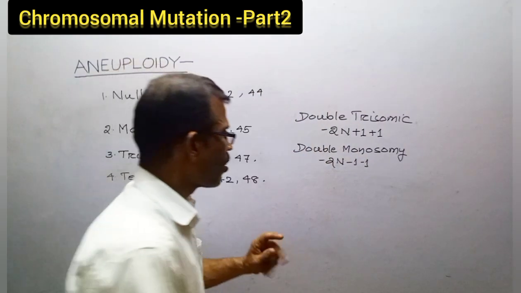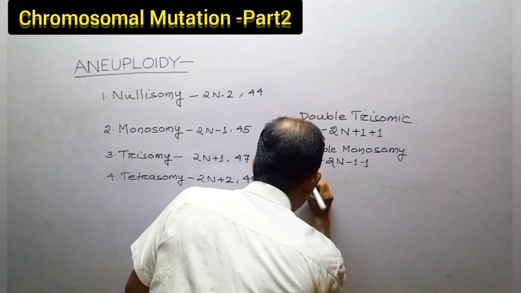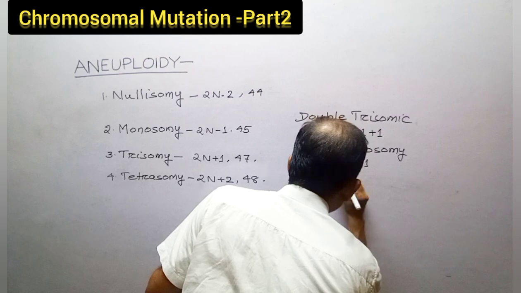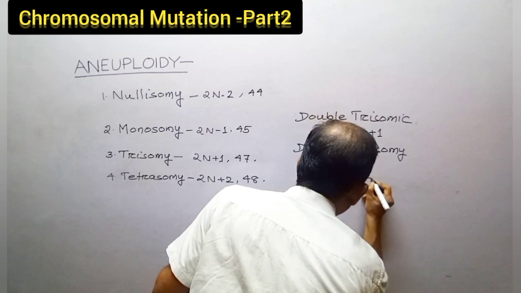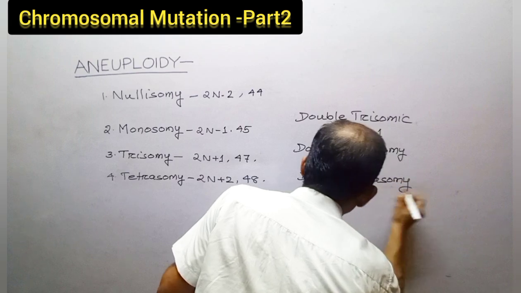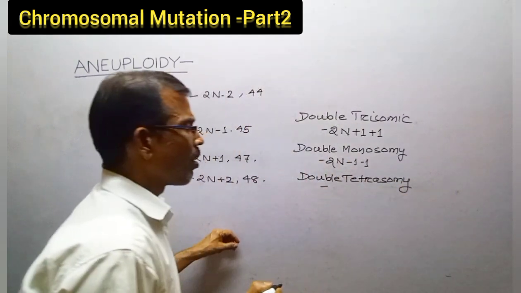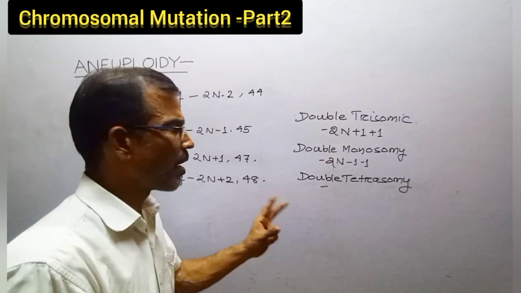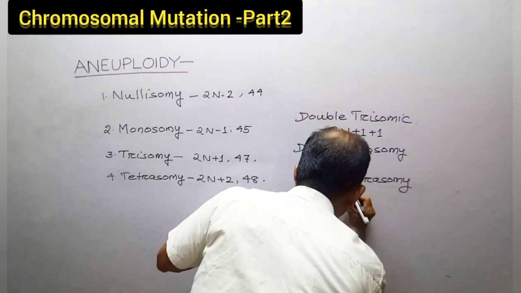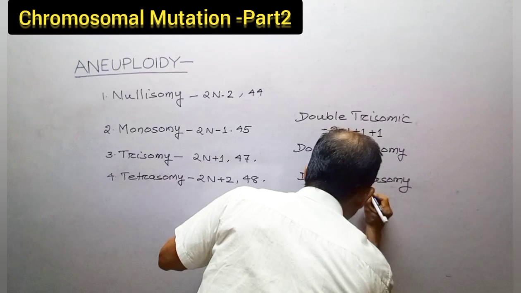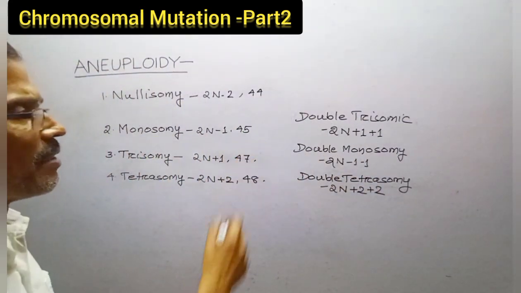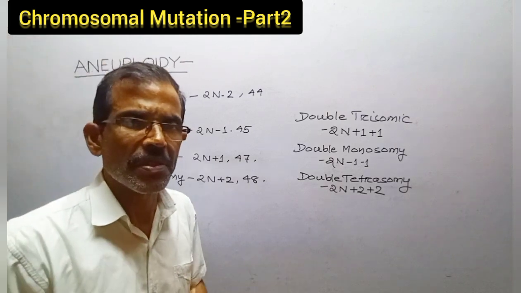Whereas in the case of double tetrasomy, there is a gain of two homologous pairs of chromosomes. So it is represented by 2n+2+2. So friends, these are the different aneuploid conditions.